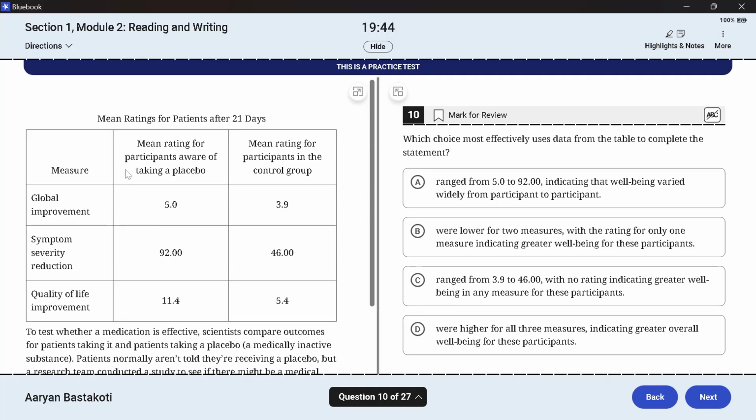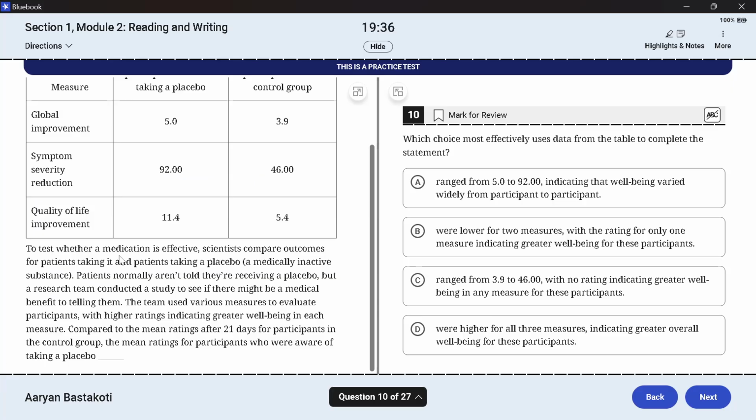For this we need to read and skim through it. Global improvement, mean rating. To test whether a medication is effective, scientists compare outcomes for patients taking it and patients taking a placebo. Patients normally aren't told that they are receiving a placebo, but the research team conducted a study to see if there might be a medical benefit to telling them. The team used various measures to evaluate participants, with higher ratings indicating greater well-being in each measure. Compared to the mean ratings after 21 days for participants in the control group, the mean ratings for participants were over the placebo. What do we need here?